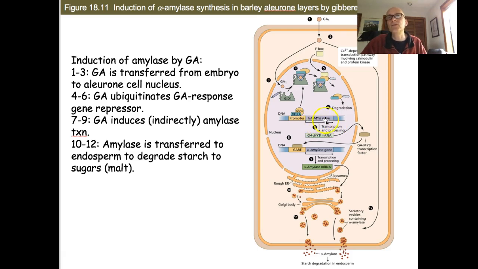This is called a MYB gene. That's a transcription factor, and that can then act on other genes such as the amylase gene. So this transcription factor binds to the promoter region of the alpha amylase gene, makes alpha amylase, and then that gets transported out into the endosperm, where it can lead to starch degradation. So that's why in steps 7, 8, 9 here, the GA induces the amylase transcription, but indirectly because it goes through these multiple steps. And then amylase is transferred out to the endosperm to degrade the starch. Okay.